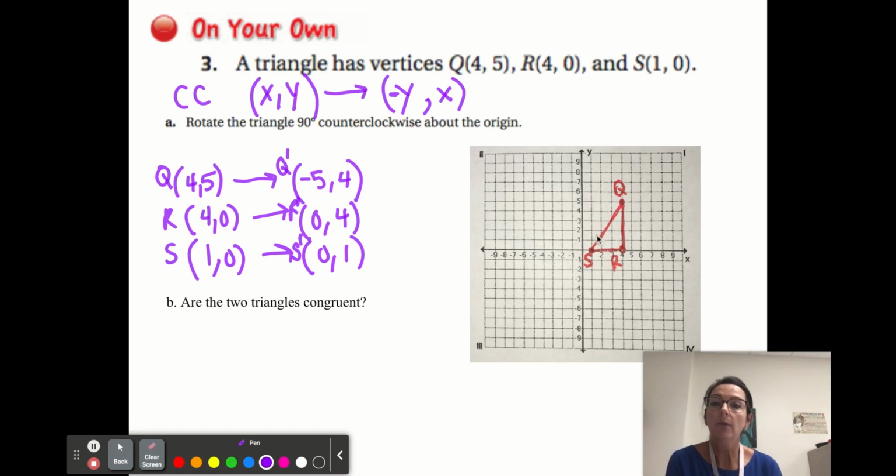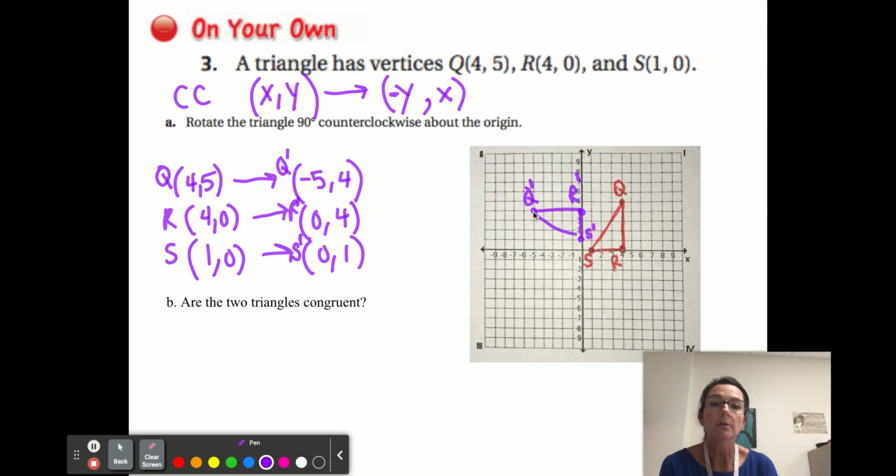So I'm going to go ahead and graph this then. I've already graphed the original. So starting at 0, go back to -5 and up 4. Right here. And then mark it Q prime. Here, 0, 4. And that's R prime. And here, 0, 1. And that's S prime. And so the purple one is my rotated.